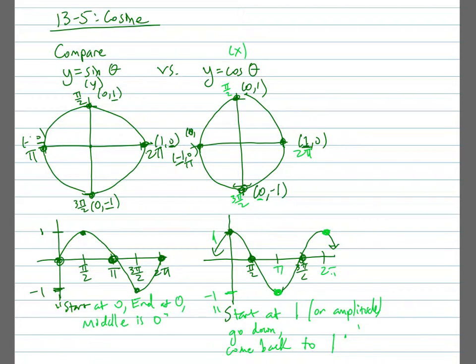So, right, you start at 0, you end at 0, and the middle is 0. Then you go up, and you go down. That's sine. Sine is the y coordinates. So, ladies and gentlemen, for cosine, what coordinate is represented by the cosine function? The x, the left and right value.